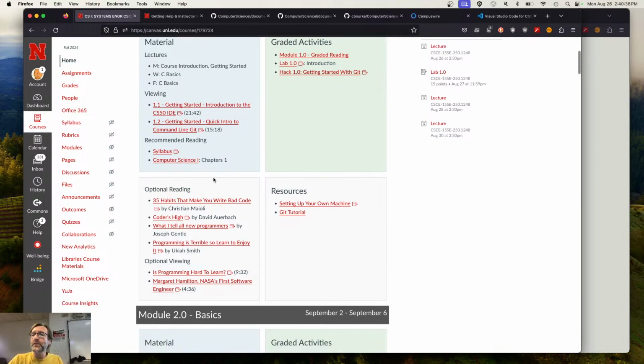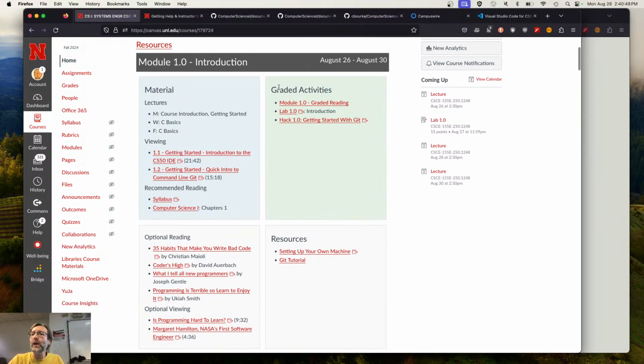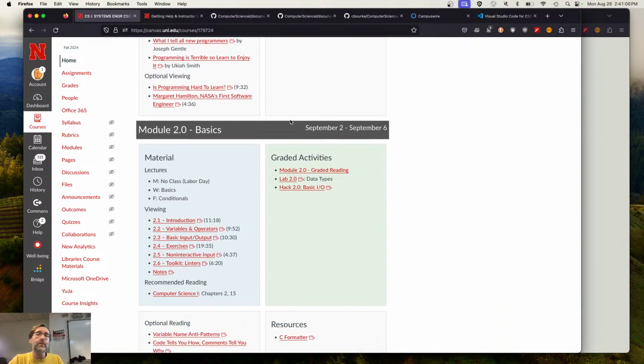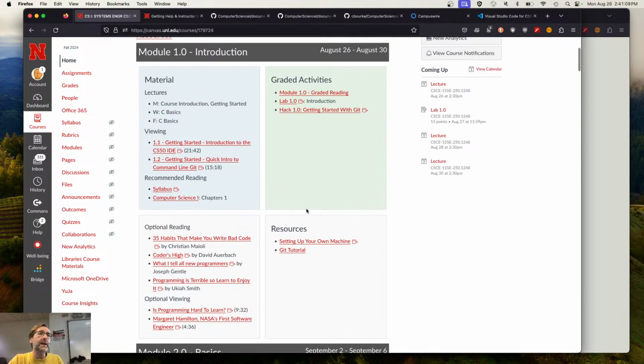Right? There's also optional reading. These are just extra articles or extra items of interest. For example, 35 habits that make you write bad code. You might want to avoid those 35 habits. And then in the graded materials, we've got our graded reading, which is in zyBooks. Make sure that you've picked up your zyBooks code by the end of the day because you'll want to get started on your first couple of readings. Lab 1, which is tomorrow and due tomorrow at midnight. Hack 1, which is this Thursday and due the following Monday. Right? But otherwise, they're all organized exactly the same.